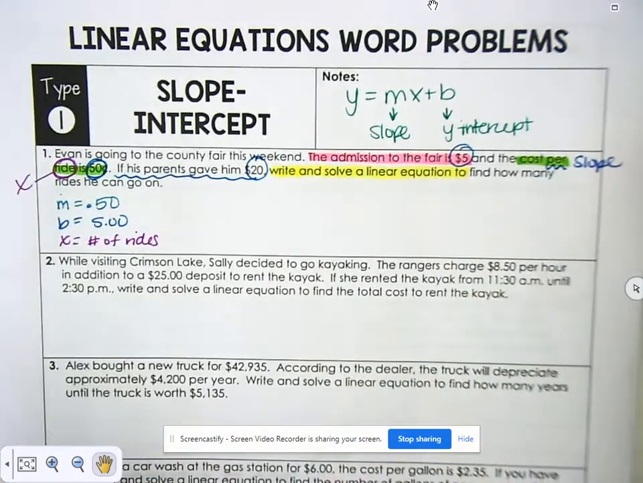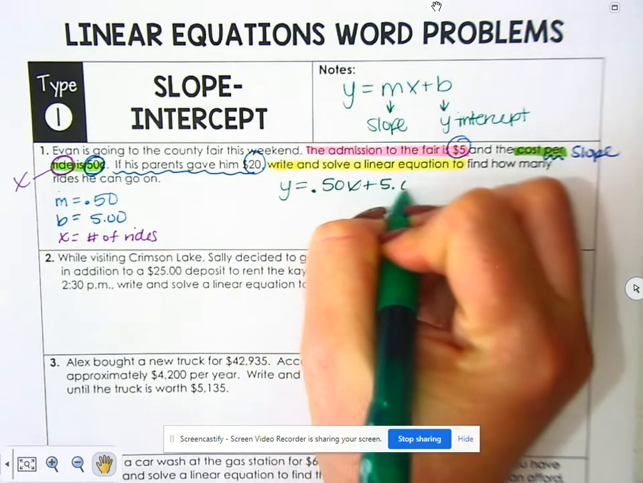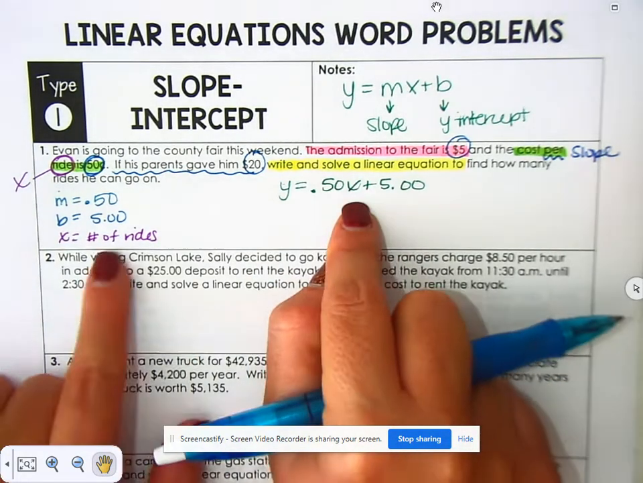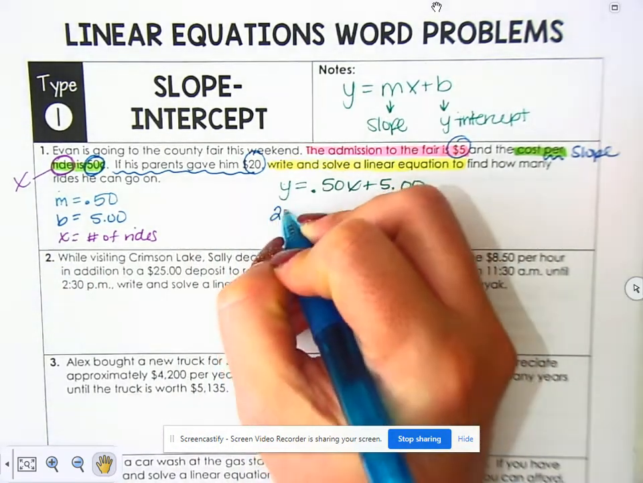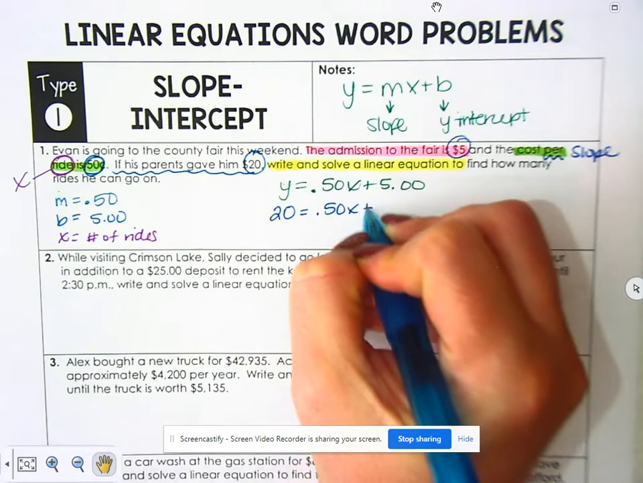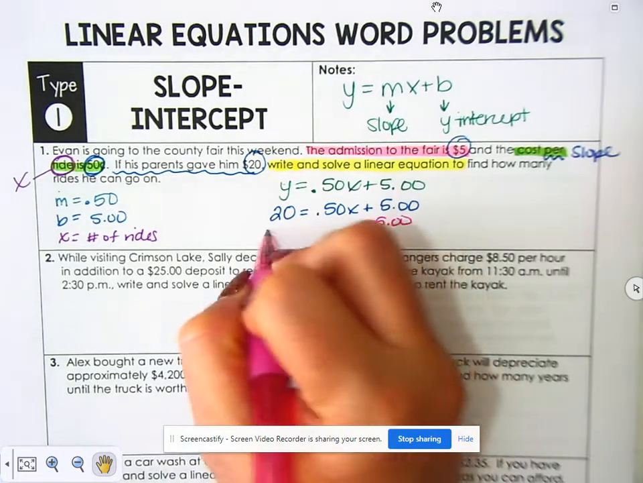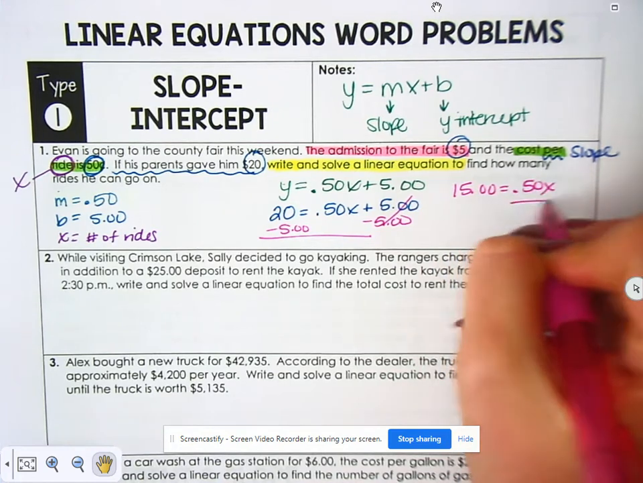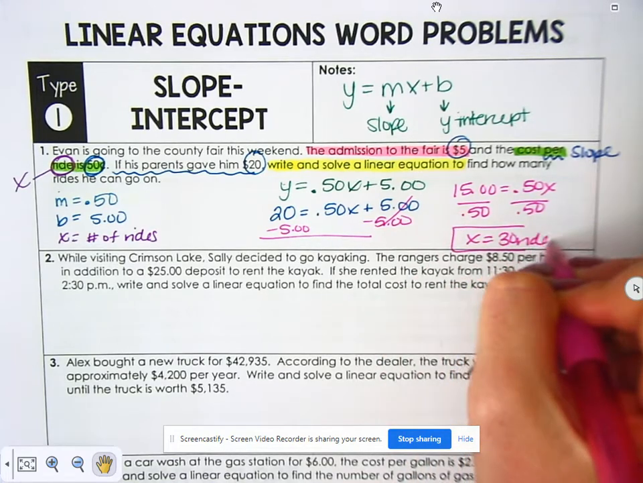Okay, so whenever I write my equation y equals mx plus b for this, okay, then what I'm going to have is y equals 0.50x plus $5. Okay, then it goes on to say that his parents gave him $20. Well, we know that x is the number of rides. $20 is not the number of rides. So the $20 is going to go in here for the y. And now we have a two-step equation where we are solving for x. So I'm going to subtract my 5. So I have that $15 equals 0.5x, and I divide by 0.5, and I'm going to have that I can ride 30 rides.